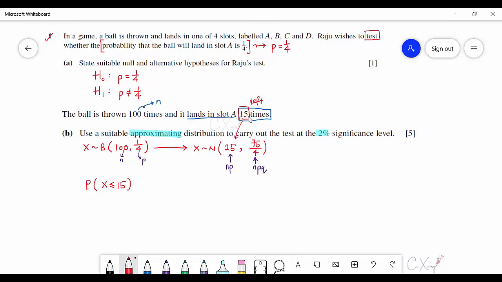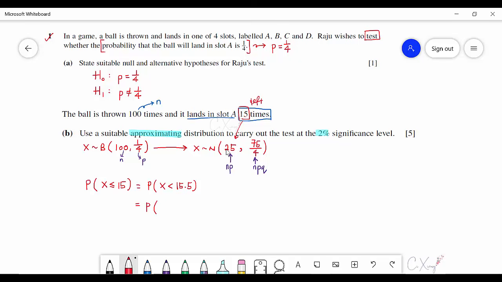So when the observed value is on the left-hand side, then the probability, the area that you want to find, is towards the left. So you can see that it is x smaller than or equal to 15. This is for binomial. To calculate the p-value, before that you need to do a continuity correction first, which is 15.5. The reason we need this continuity correction is because the discrete random variable becomes a continuous random variable. So the continuity correction is needed.